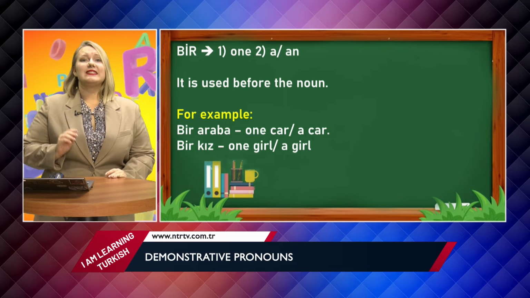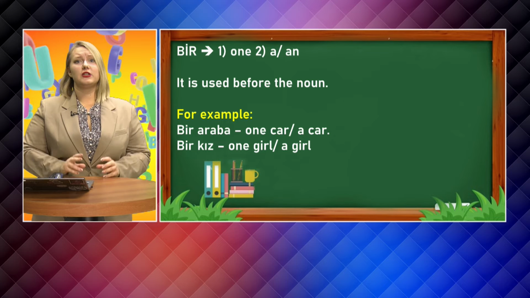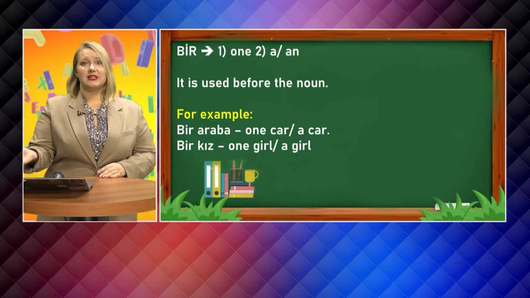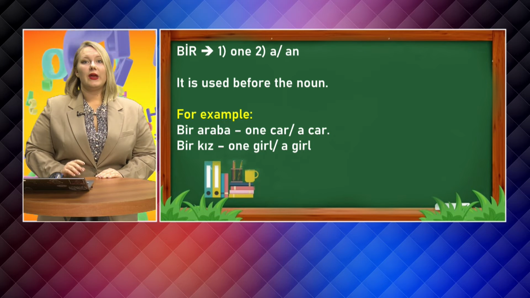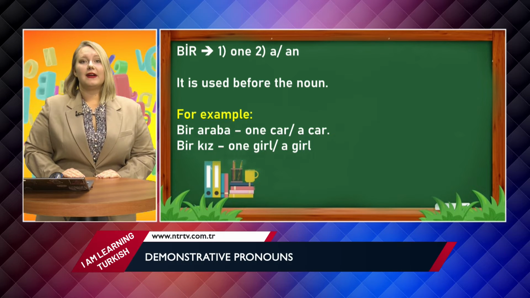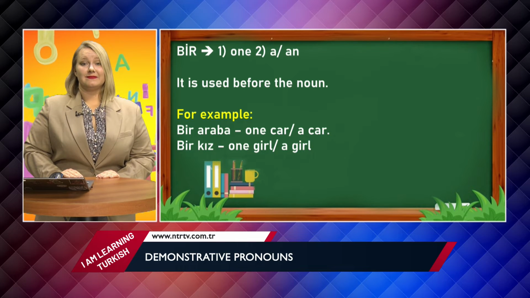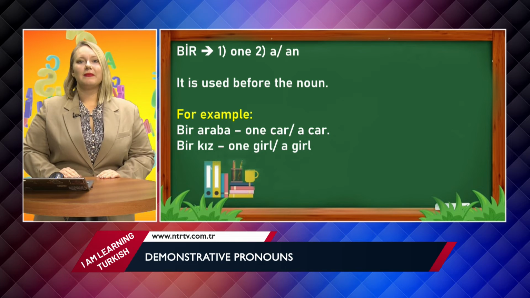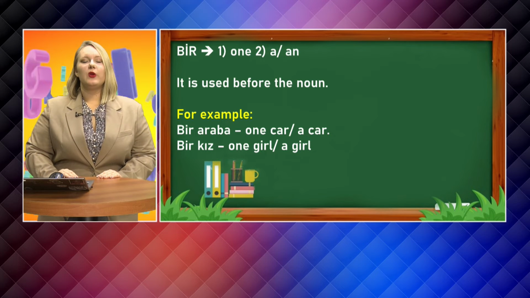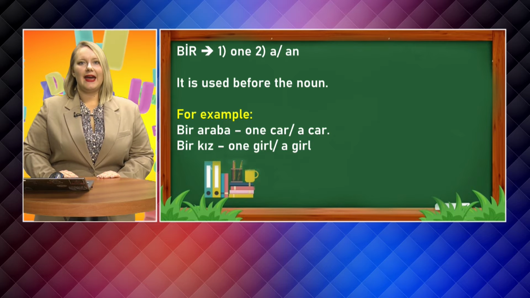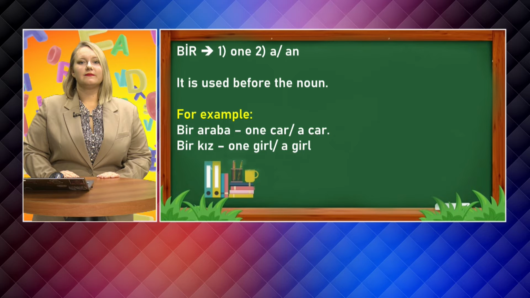But actually, we still have a trouble because without asking questions, we will not understand whether it is an adjective or a noun, which is sometimes crucial. That's why we have an indefinite article in Turkish, as in English. This is bir. Actually, bir means one in Turkish, but sometimes we use it as a or an. We use it only before the noun.